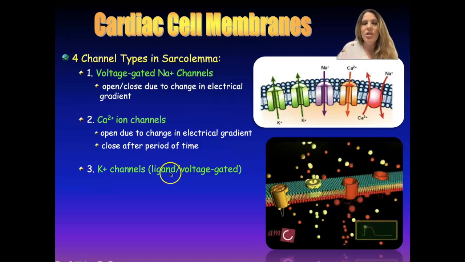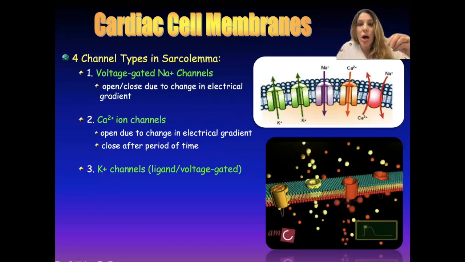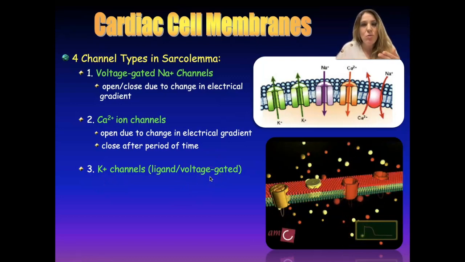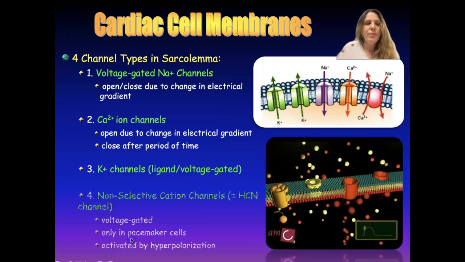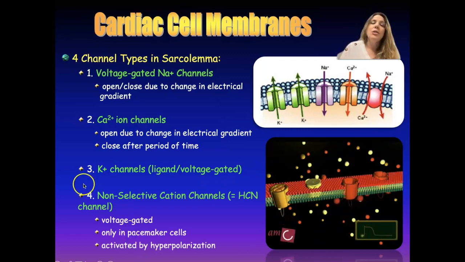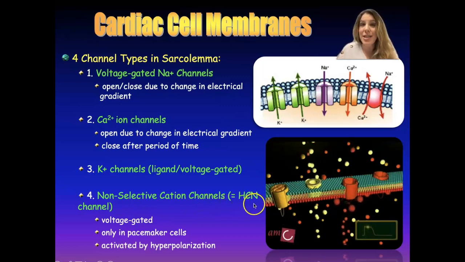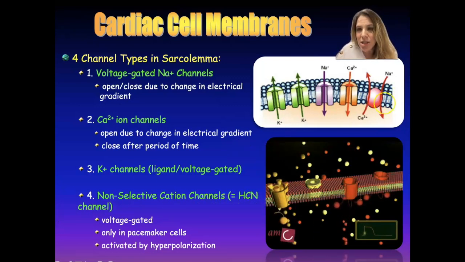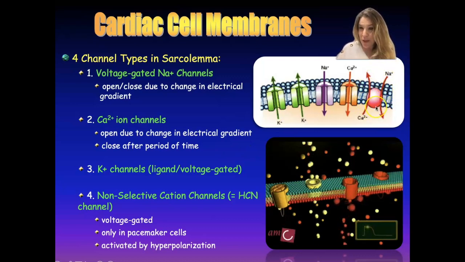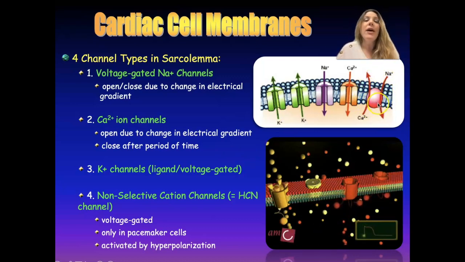So a ligand gated channel is one where another molecule, for example a hormone, would dock right onto that protein, and that's what causes that conformational change to open and allow the ion to move. Voltage gated means it changes shape, it opens, in response to a certain voltage value. And finally, we're going to also talk about things called non-selective cation channels, or HCN channels. So HCN channels would be, for example, illustrated by this pink channel here, where you're going to have cations.